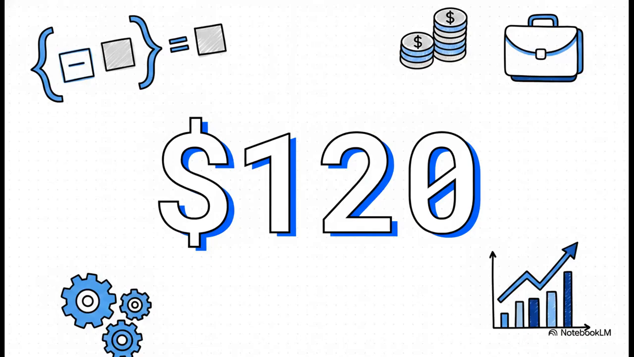Let's do the math. Parentheses go first, remember? So 14 minus 4 gives us 10. Multiply that 10 by 12, and just like that, boom, you've got $120. We literally just used an algebraic expression to predict a real-world business outcome. The math just works seamlessly.